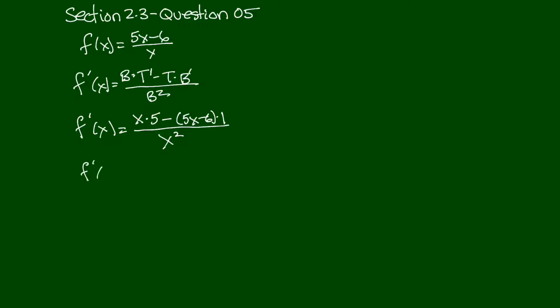Let's simplify that top. So f prime of x is going to be 5x, and then multiply through by negative 1. So negative 5x plus 6 all over x squared. And you know, because the numerator and denominator are both the same degree, we're going to get some cancellation here. So these 5x's go to 0, and we are left with the first derivative with respect to x being 6 over x squared. So we've got the first derivative.